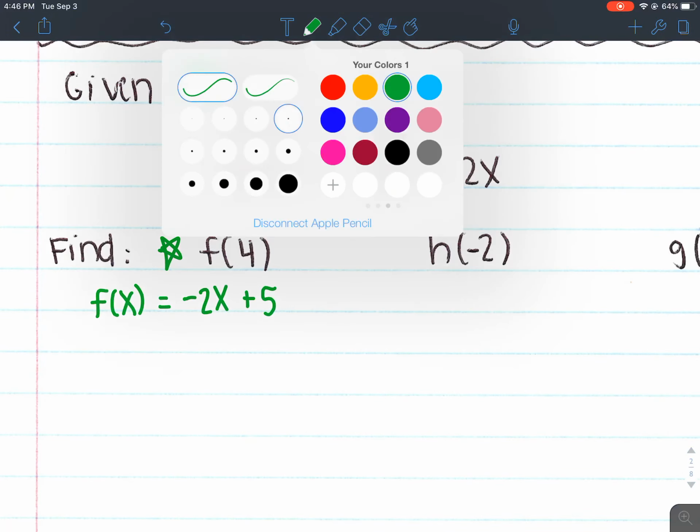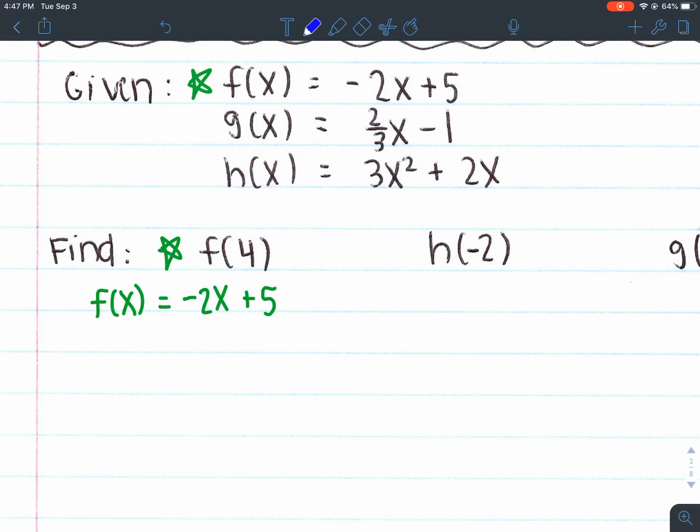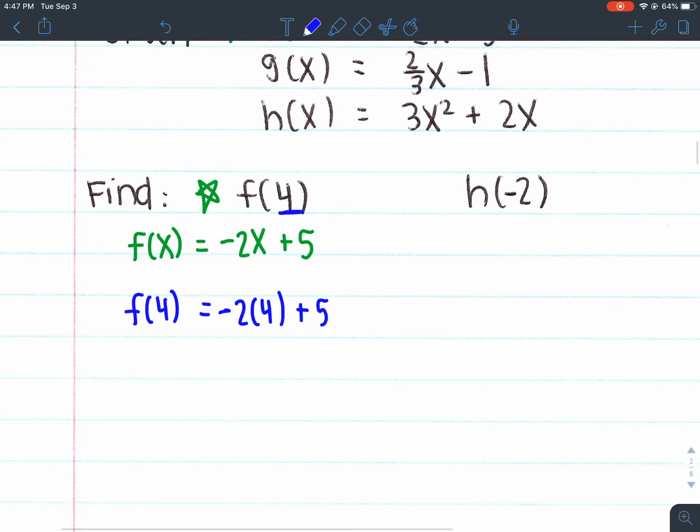So this is the first function I'm going to use. Anywhere I see an x, I'm going to plug in a 4 because it says f of 4. My x has been replaced with a 4. So f of 4 equals -2 times 4 plus 5. And if you're not taking notes, you're wrong, so make sure you're taking notes.